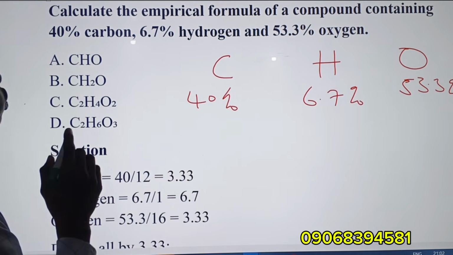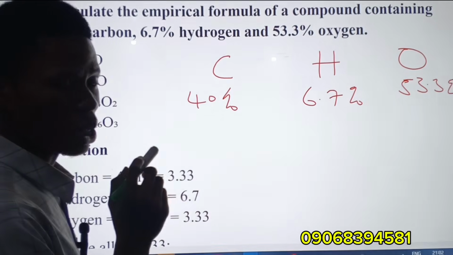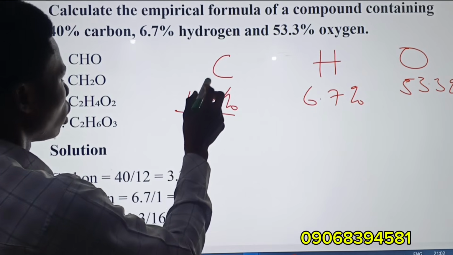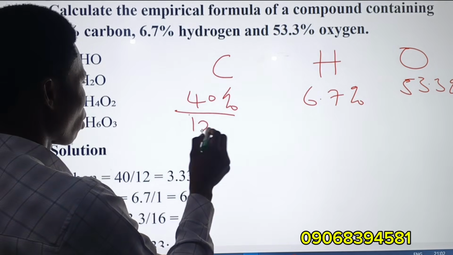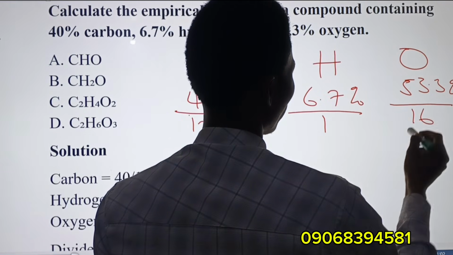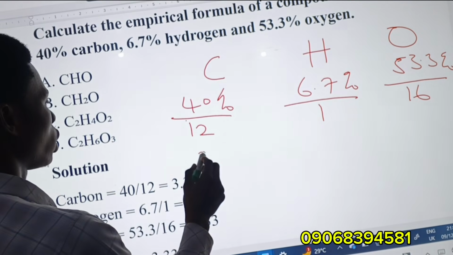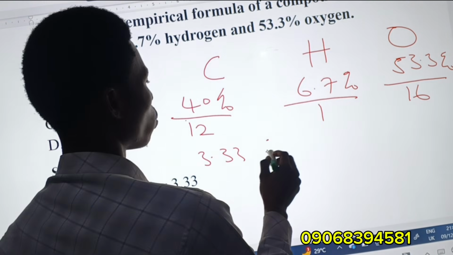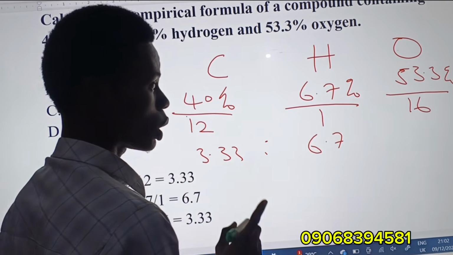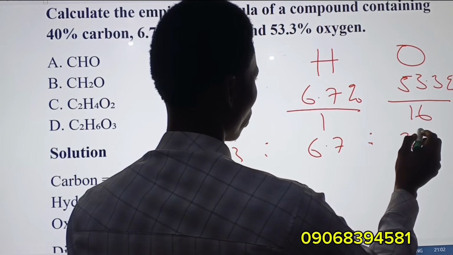Alright, so now we have to find the empirical formula. The next thing we have to do: this is their percentage abundance. Just divide through by their atomic masses. The mass of carbon is what? 12, right? You divide by 12. The mass of hydrogen is 1. You divide by 1. The mass of oxygen is 16. You divide by 16. You go your way. 40 divided by 12 will give us what? 3.33, right? Then 6.7 divided by 1 is 6.7. Then 53.3 divided by 16 is 3.33.